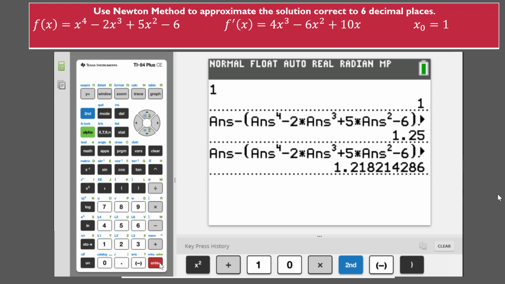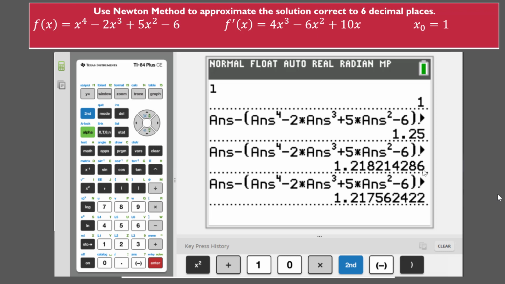Continue to hit enter. So the second approximation here is 1.2182142886. And we continue to hit enter. We have the next approximation. So let's see, 1 is x0, 1.25 is x1, 1.218 something is x2, and then x3. And the question asks you to find a solution correct to 6 decimal places. So we basically continue to hit enter until we see that the first 6 digits after the decimal are repeated.